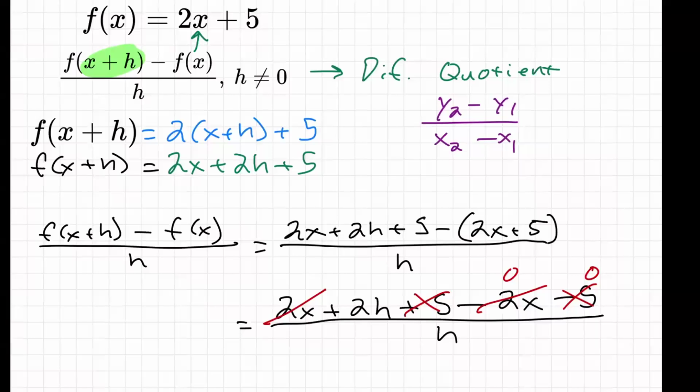Do not want 10. The nice thing about linears, as we talked about though, is that division works nicely too, right? All I had left was the 2h. And then when you divide out the h's, we get the 2. Okay.